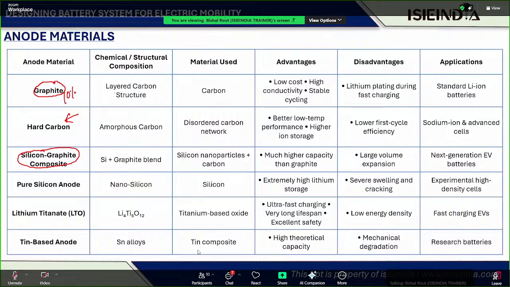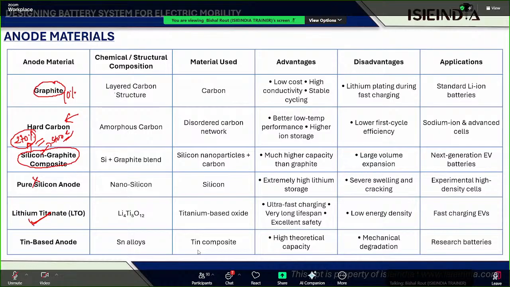But silicon, if we only use silicon, the volume will change by 270%. And that is the reason we are not utilizing silicon. But silicon has an excellent tendency to store more lithium than graphite. And that is the reason we take this graphite and silicon composite, where we get the advantages of storing more lithium, and a smaller volume change because of the graphite, right? Pure silicon anode is not being used. Nano silicon has not been used, basically.